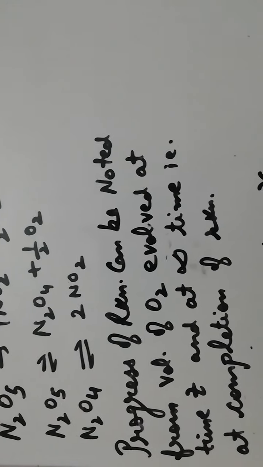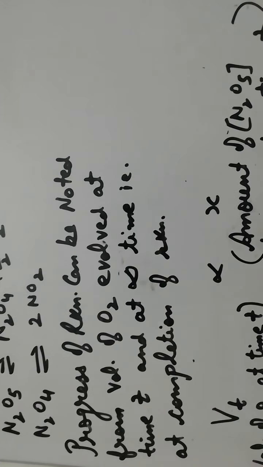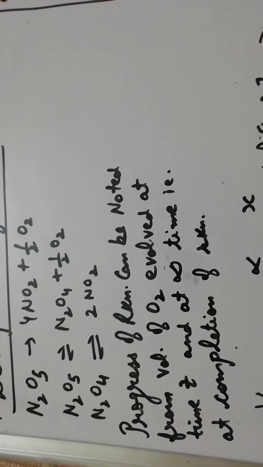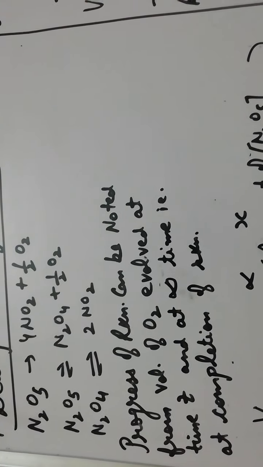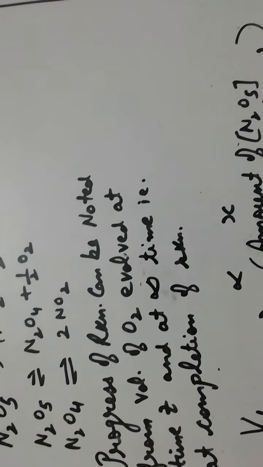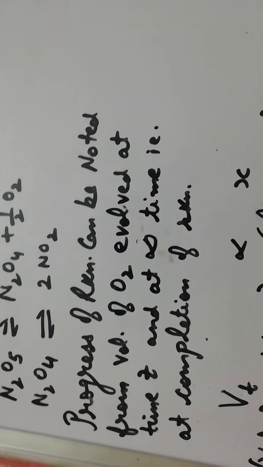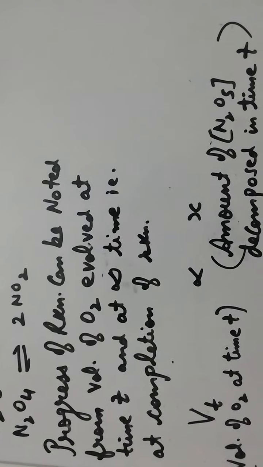There is another method to study this reaction: the progress of the reaction can be noted down from the volume of oxygen evolved at time t, that is at any instant of time, and at infinite times. Infinite times means when the reaction proceeds towards completion. So the progress of the reaction can be noted from the volume of oxygen evolved at time t and at infinite times, that is at the completion of the reaction.